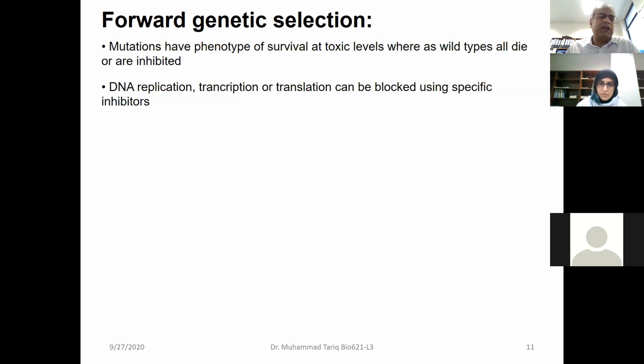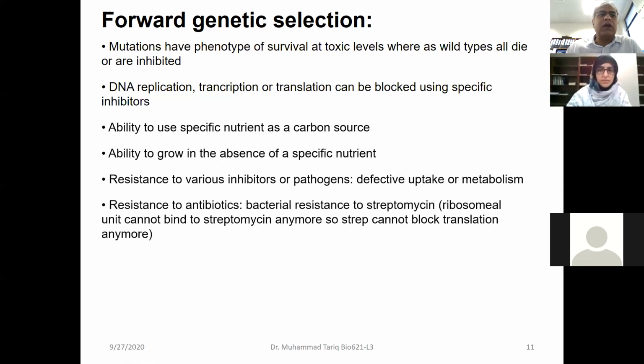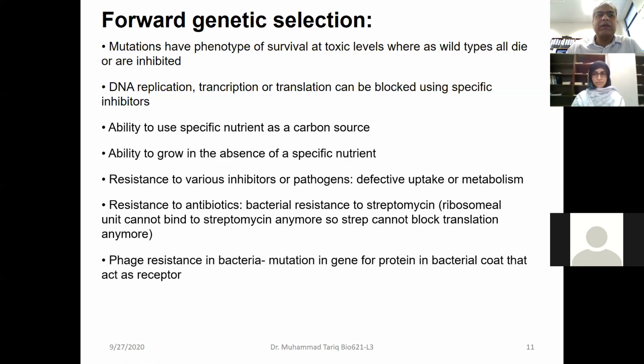And last time we talked about how the selection of the mutagen is very important. So which mutagen you should use, as well as what concentration or dosage of mutagen should be used. So we went through these steps, and we talked about different questions you may be interested in. For example, resistance to antibiotics, resistance to various inhibitors or pathogens, etc.